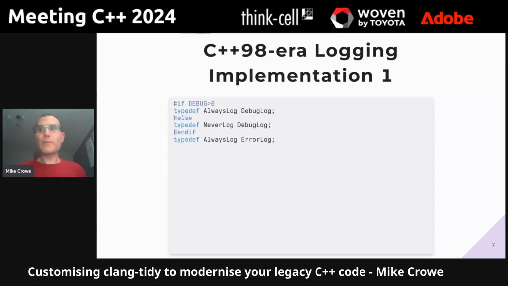So in order to implement this, we're going to provide a class that will always log and one that will never log. And we still need to use the preprocessor to distinguish between them for the particular implementation of debug log. This means we can enable extra logging in debug builds that is automatically disabled in release builds. Error log can be always log all the time.